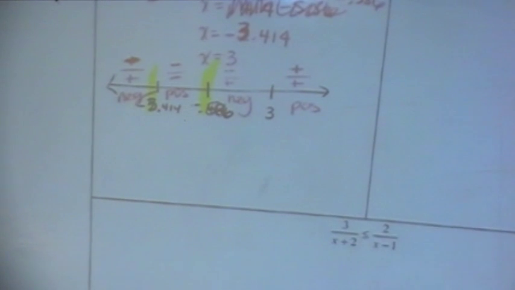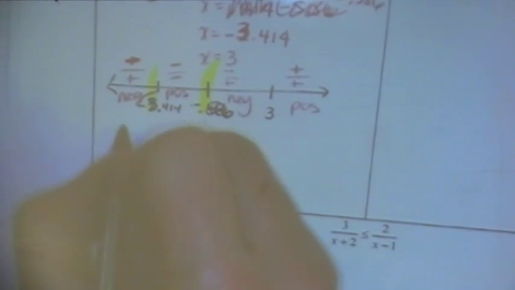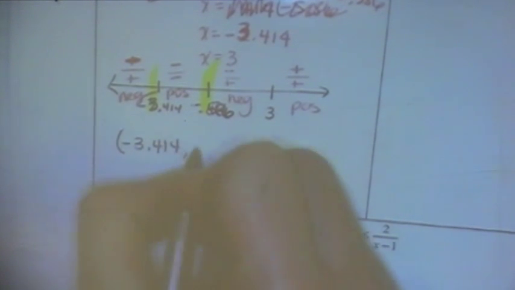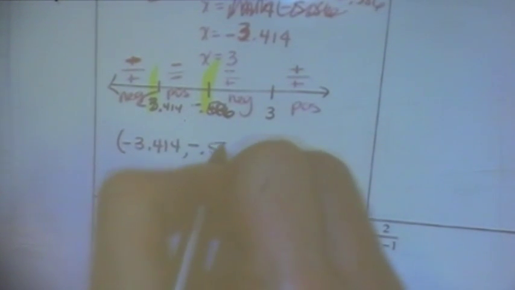This value is an actual 0, so it can have a bracket. So I'm writing the interval where it's positive, because that's greater than. So it's going to be positive from parentheses, negative 3.414, to negative 0.586, close parentheses, in union with this section, which will get a bracket, because that's not an asymptote, to infinity.